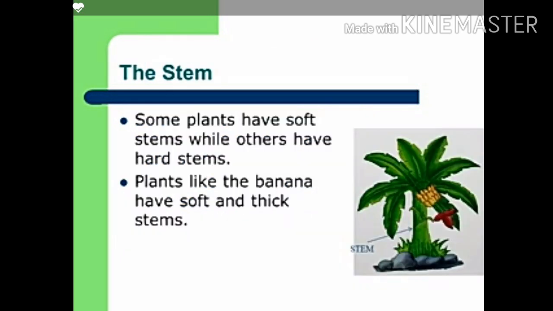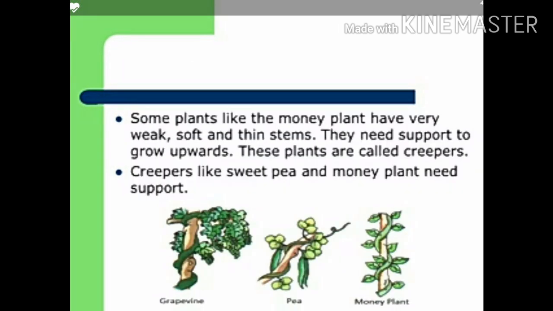Now, let us learn about the stem. Some plants have soft stems, while others have hard stems. Plants like banana have soft and thick stems. Some plants like the money plant have very weak, soft and thin stems. They need support to grow upwards. These are called creepers.